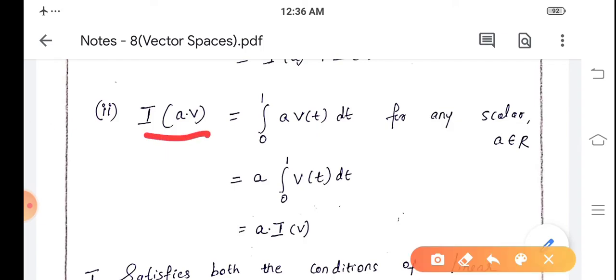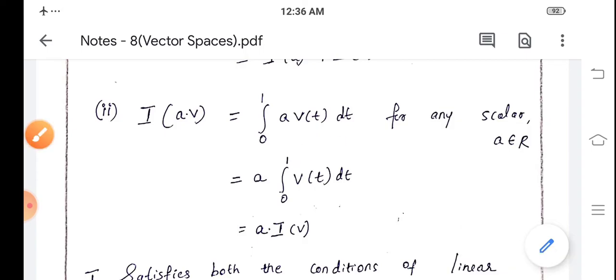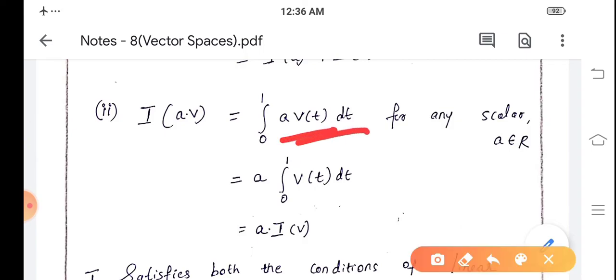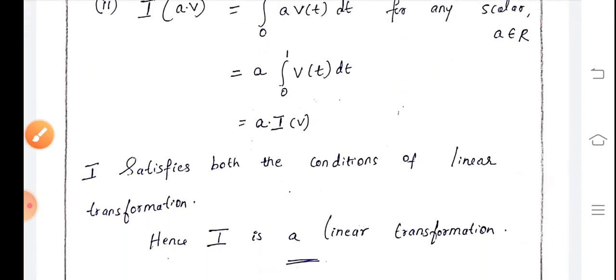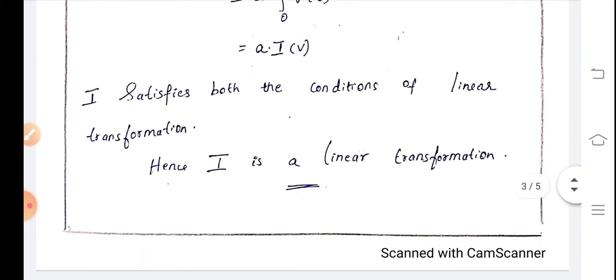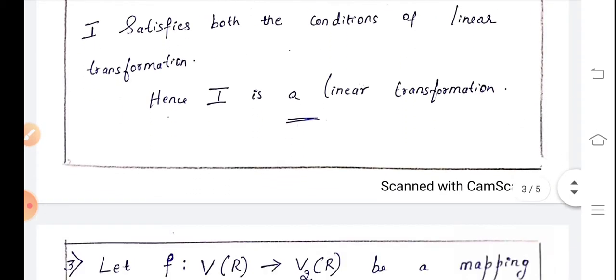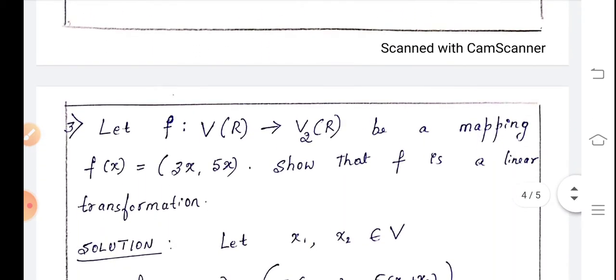So I of a into v is equal to the integration from 0 to 1. Here we write it as a into v of t dt. But since a is a scalar, when we integrate, we can take a outside. It becomes a into the integration from 0 to 1 of v of t dt, or it is a into I of v. So both the conditions are satisfied for a linear transformation. So we say that I is a linear transformation. We will solve the next problem.